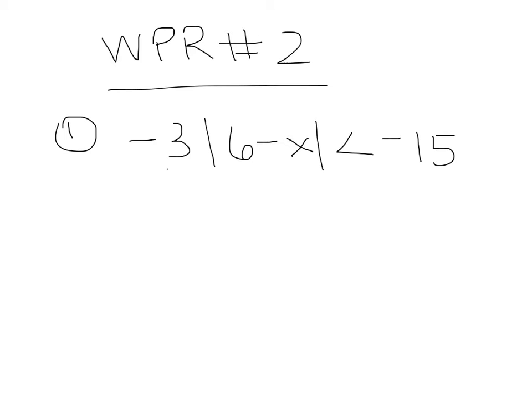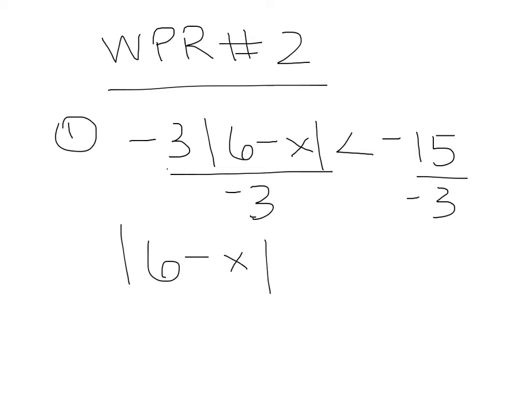So I'm going to go ahead and start this problem by dividing both sides by -3. Now, remember that when you divide an inequality by -3, you must reverse the order of the inequality. And so I end up with the absolute value of 6 minus x is greater than 5.